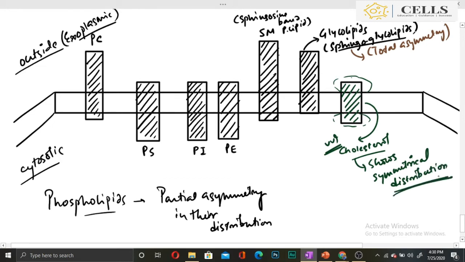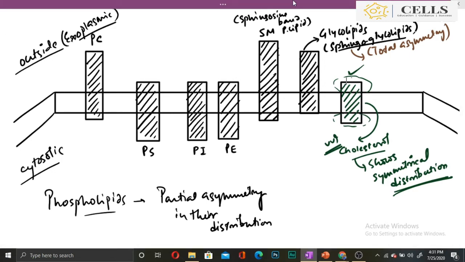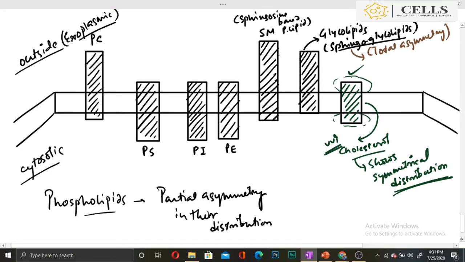So which one shows total asymmetry? Glycolipids. Which one shows partial asymmetry? All the phospholipids. Which one shows symmetrical distribution? That is cholesterol. Is it clear, everybody? Very good. Next. Now give heading.